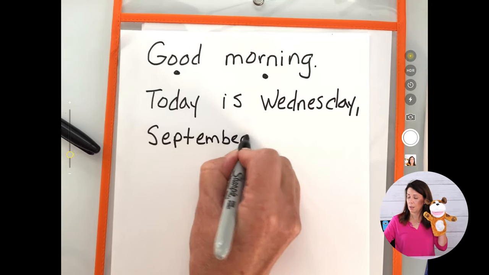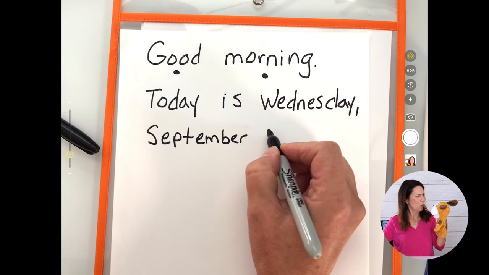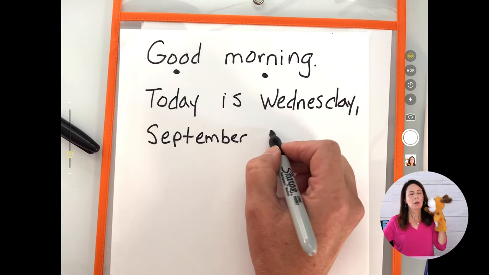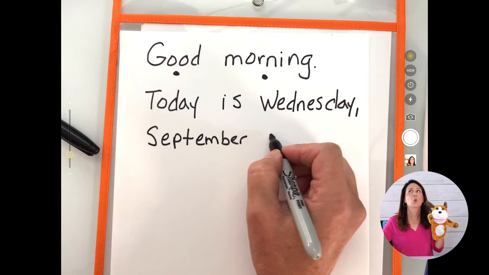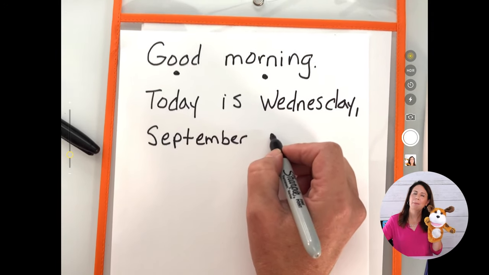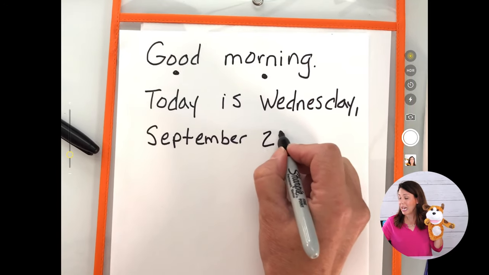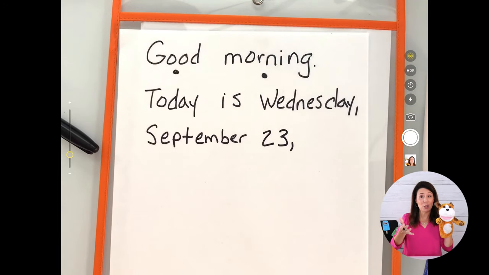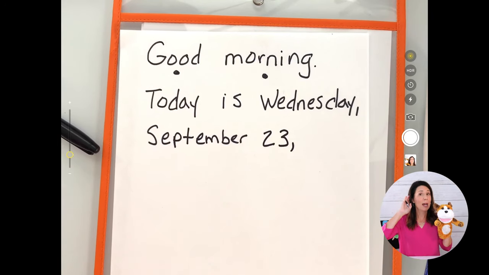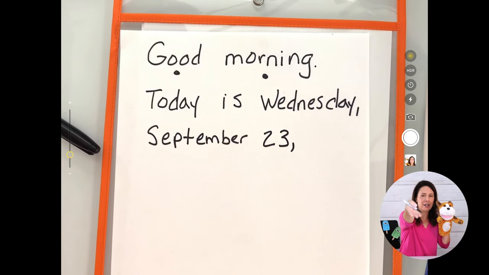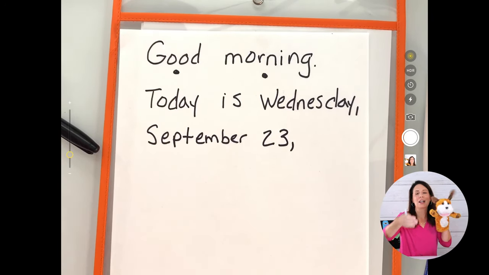September. What is today? You're right, yesterday was the 22nd. That means today is the 23rd. Can everyone say 23rd? Ready? 23rd. Your turn. 23rd. Excellent job.